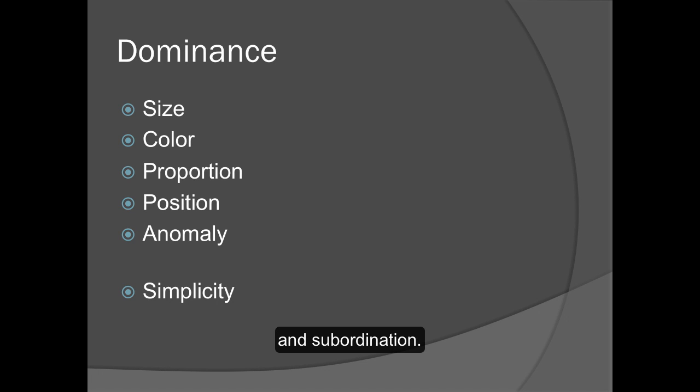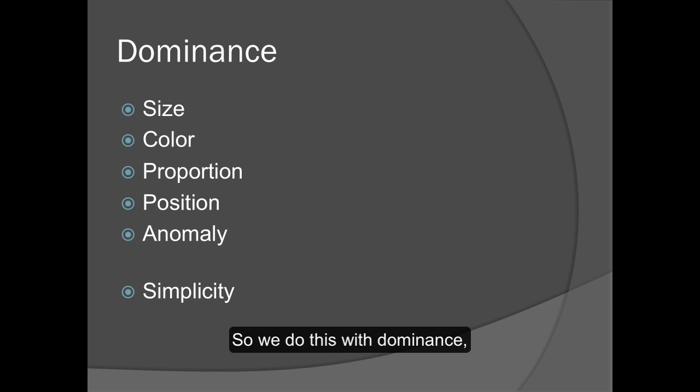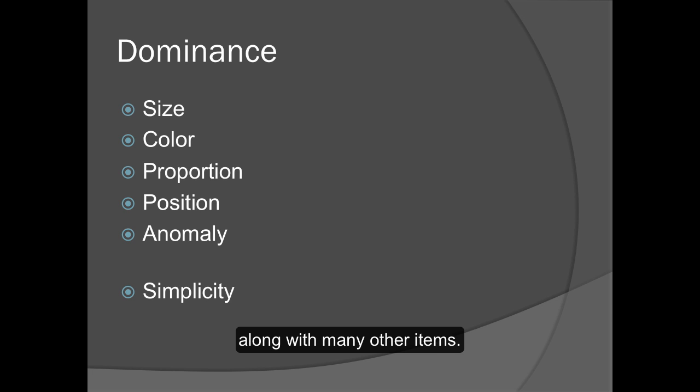Dominance and subordination. A photographer attempts to control the sequence in which the elements are observed or viewed and the amount of attention that each one gets. We do this with dominance, and one of the ways we can do this is with proportion, along with many other items. So size can give us dominance.